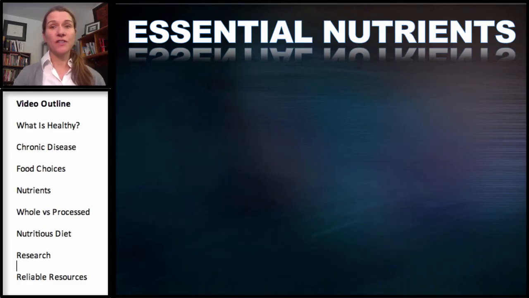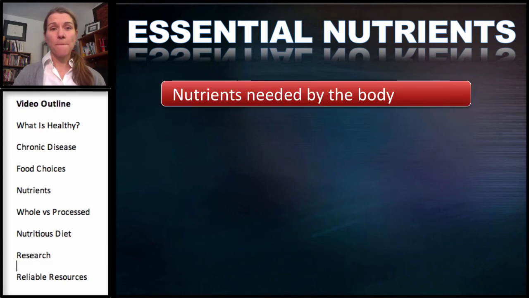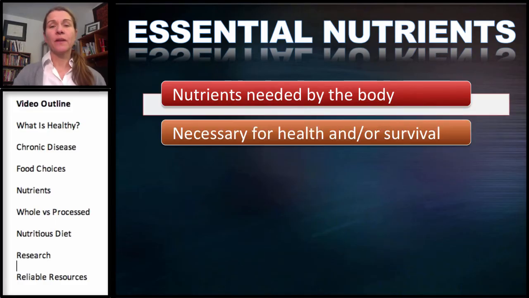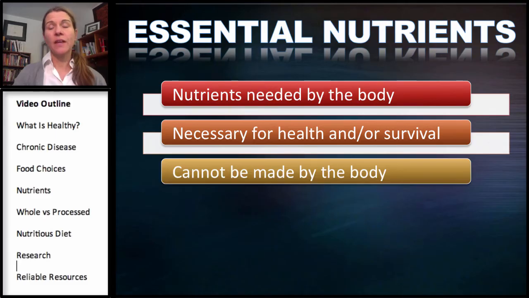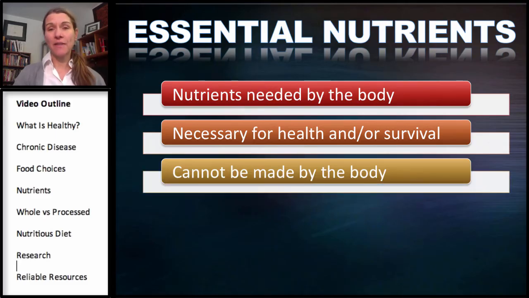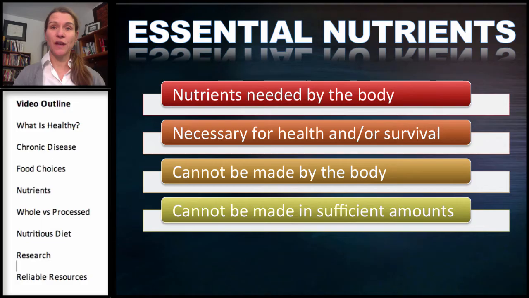Well, let's start with the definition of essential. Essential means that these are nutrients needed by the body, something that is necessary for the body. And this is usually for our general health, or even for survival. So this is what is essential. Something that cannot be made by the body, or cannot be made in sufficient amounts by the body. So this is essential, something that is essential to the body for health and or survival.